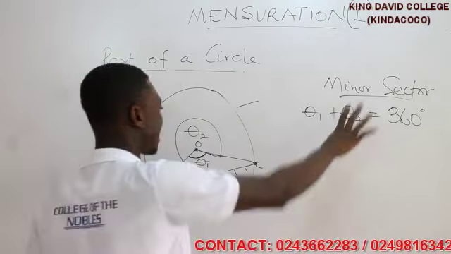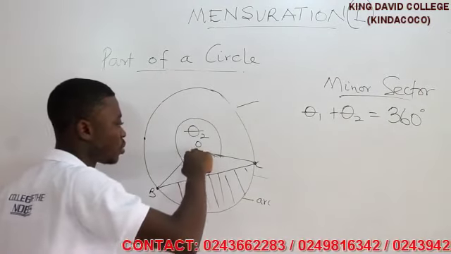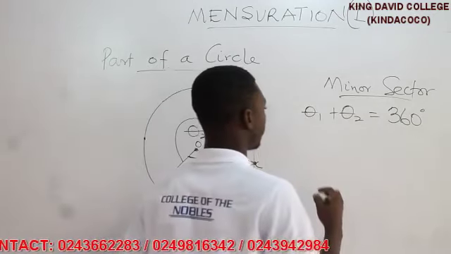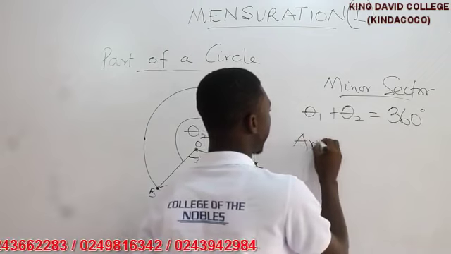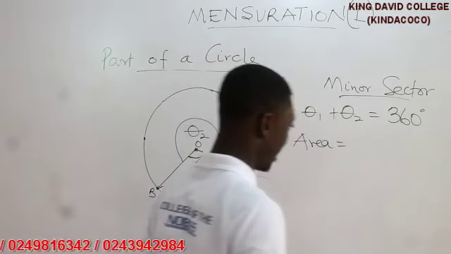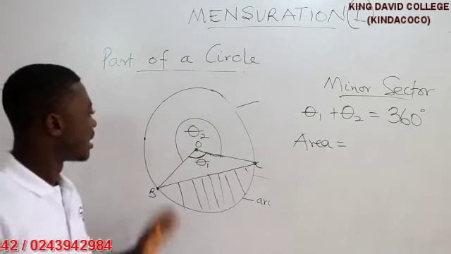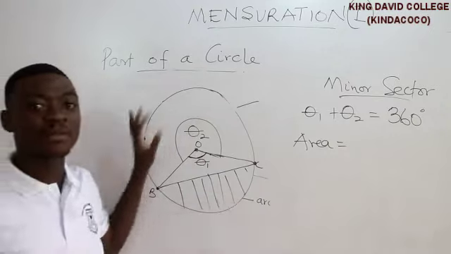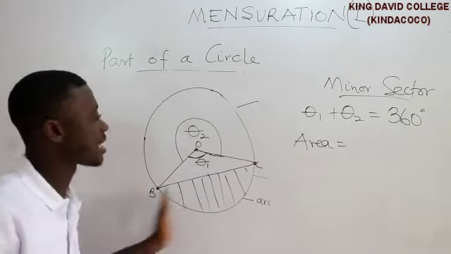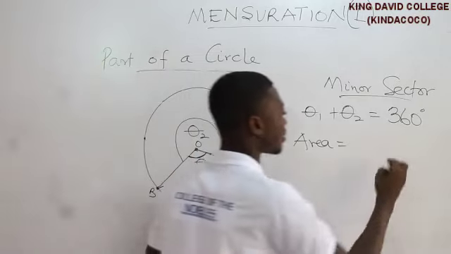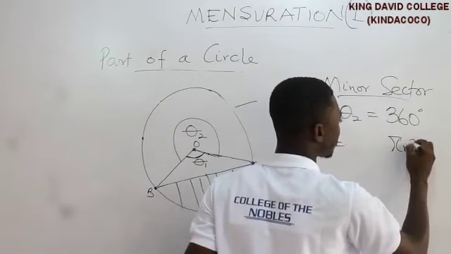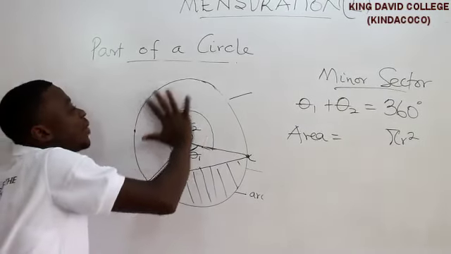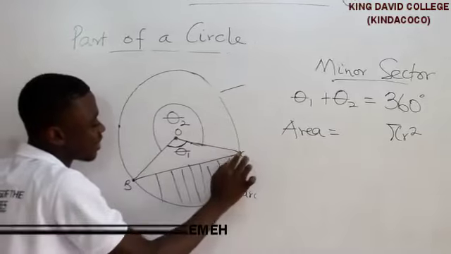So now let's pick the minor sector, that is B to O to C and then back to B. We need to find the area of this. If there were no lines over here, the area of the whole circle is always given as pi r squared. That's the whole area, right? But I'm not taking the whole circle, I'm taking this part of it.